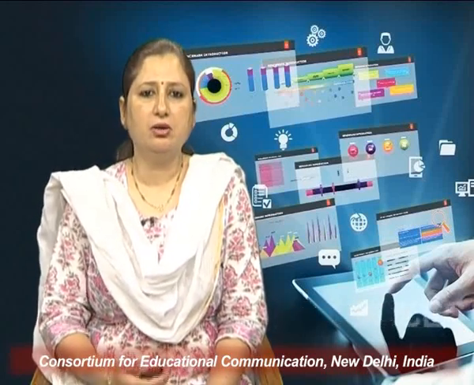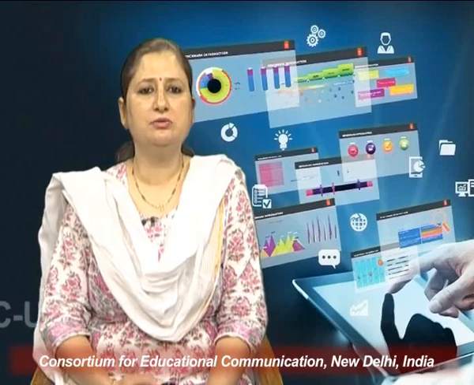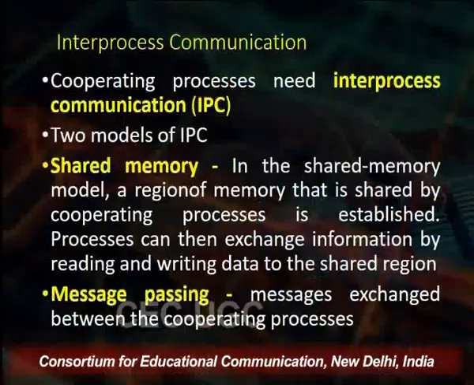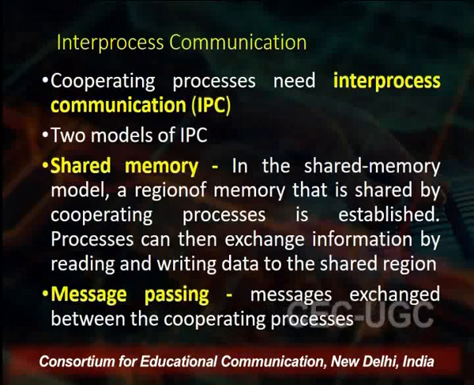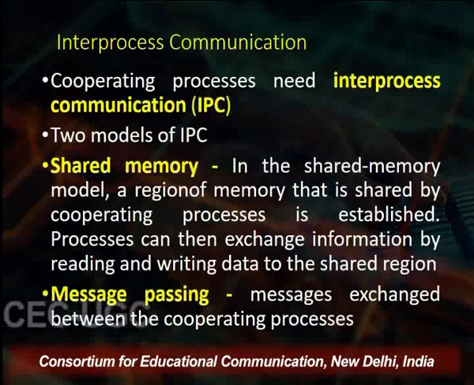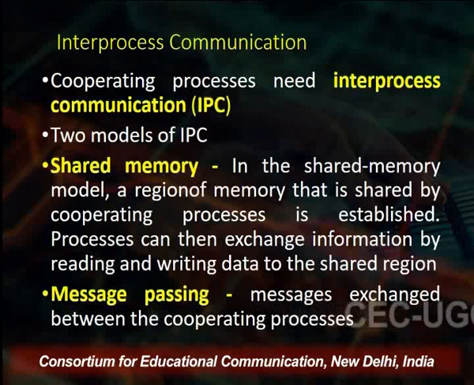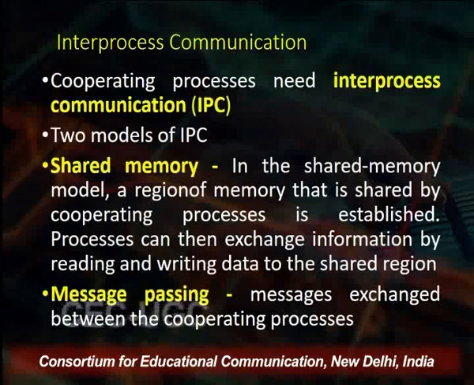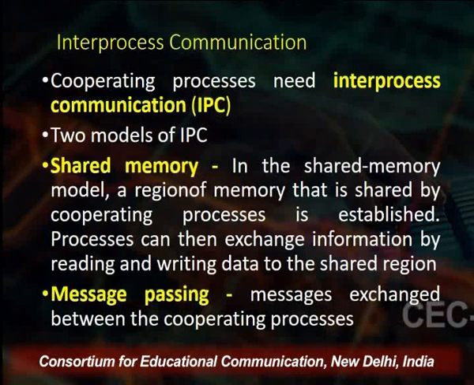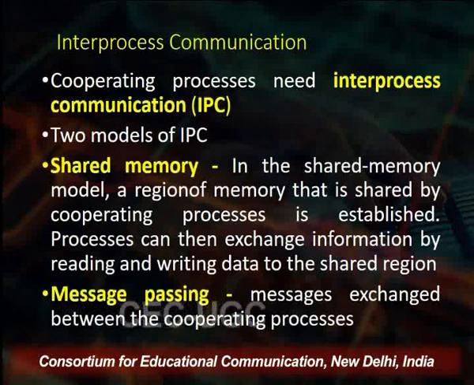Now when we talk about inter-process communication, there are two models or two modes in which it takes place. The first model is using shared memory. In shared memory, basically a region of the main memory of the computer is shared between cooperating processes. So this area can be read and written by two different processes. So this is one way.